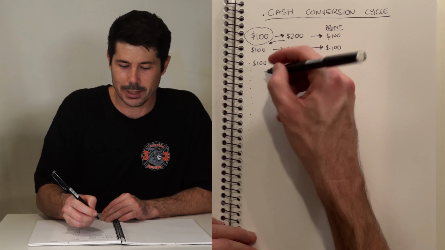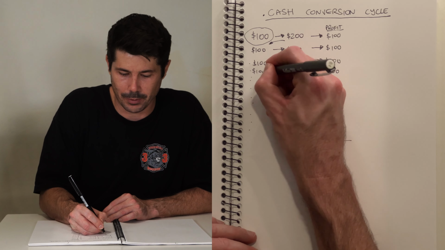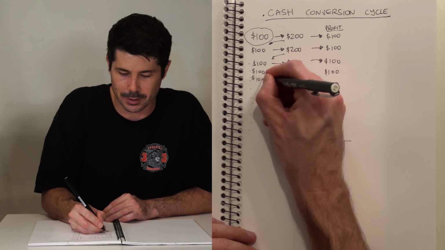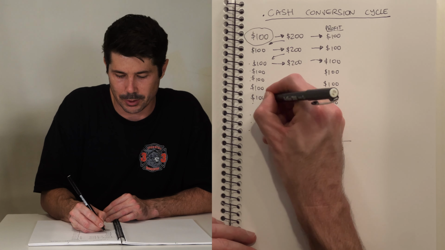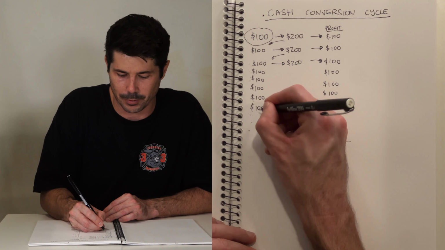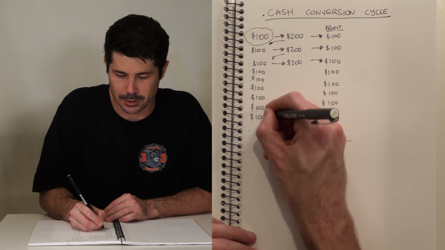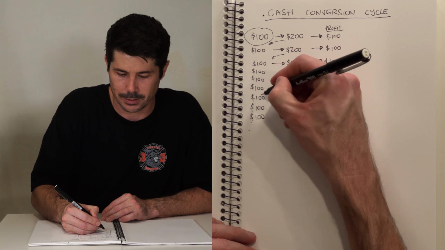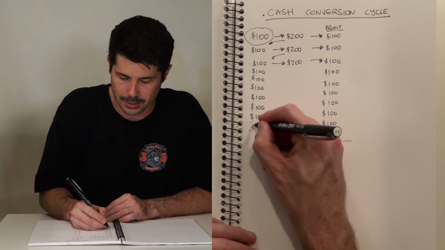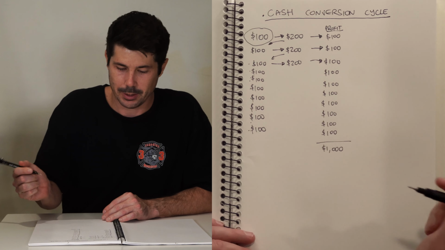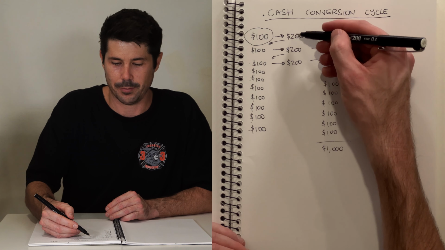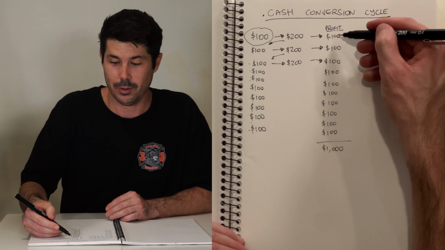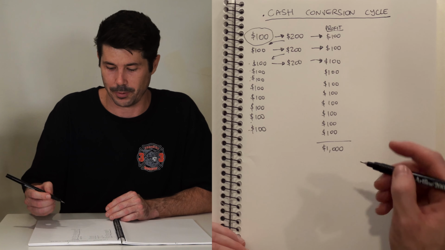Now, what we can see here is with each time that we've done this, we've reinvested $100 into stock in order to sell more of it, and we've done it 10 times. 1, 2, 3, 4, 5, 6, 7, 8, 9, 10 times. So we've spent $1,000 on stock, we've made $2,000 in revenue and $1,000 in gross profit.